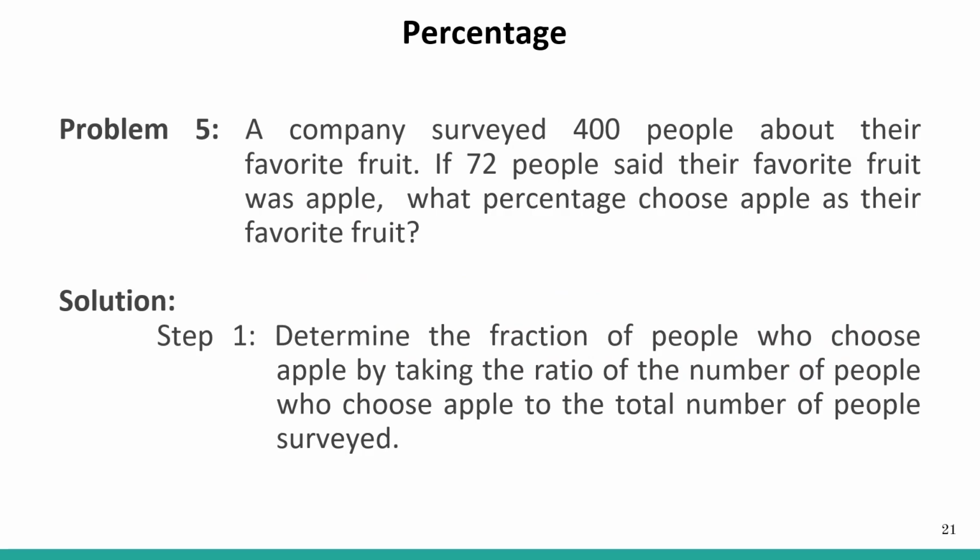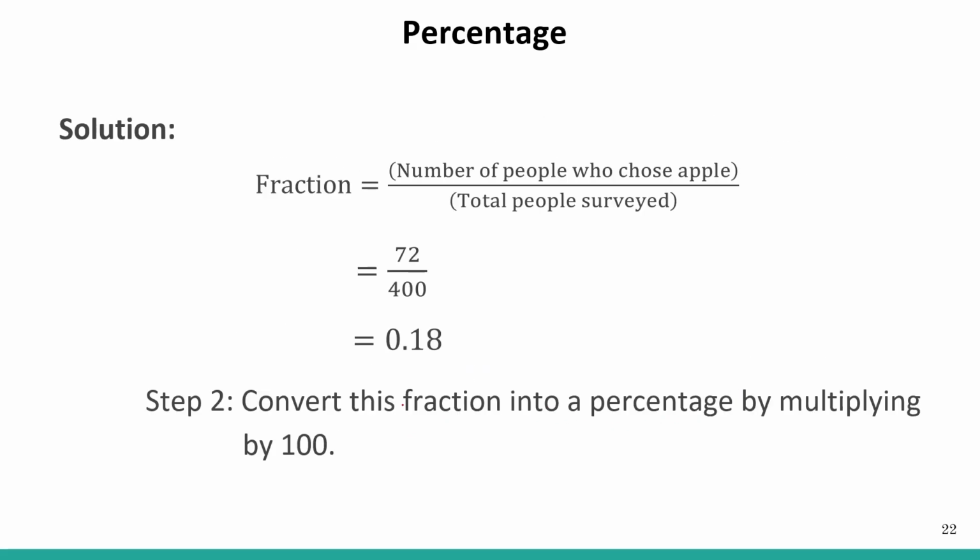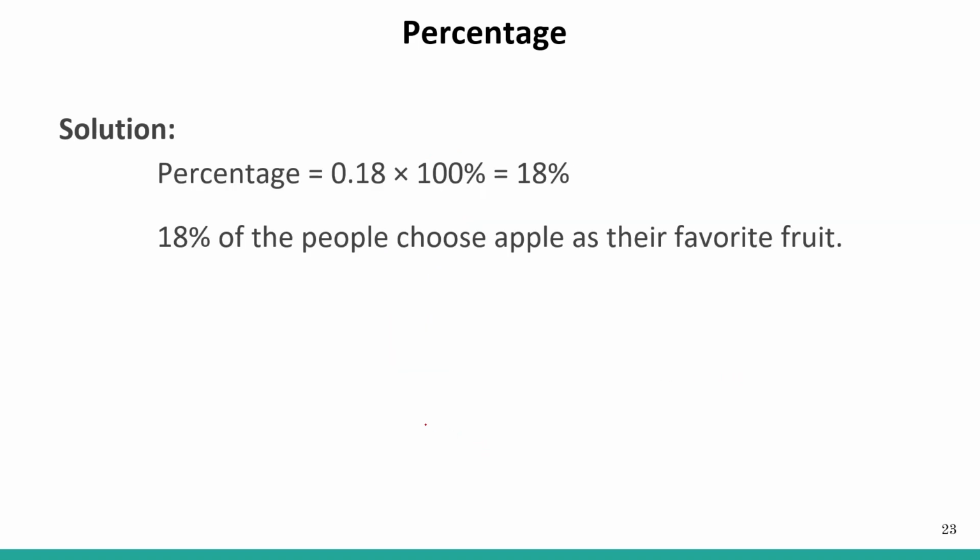Let's see the step-by-step solution. What we did first was determine the fraction of people who chose apple by taking the ratio of the total number of people who chose apple to the total number of people who were surveyed. The number of people who chose apple was 72, and the total people surveyed was 400. So the ratio comes out to be 0.18. Then, in order to convert the fraction into a percentage, we multiplied by 100. By multiplying with 100, we are left with 18%. So this is the final answer.